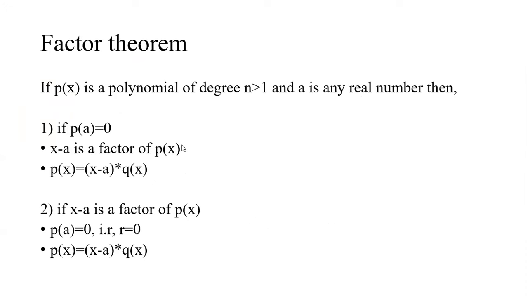If x minus a is a factor of p of x, then when you substitute a instead of x, you will be getting p of a as 0, right? The value of that particular polynomial at that point will become 0 as the remainder is 0. Again, the statement remains the same: p of x equals x minus a times q of x. Let us move to our numerical example first.